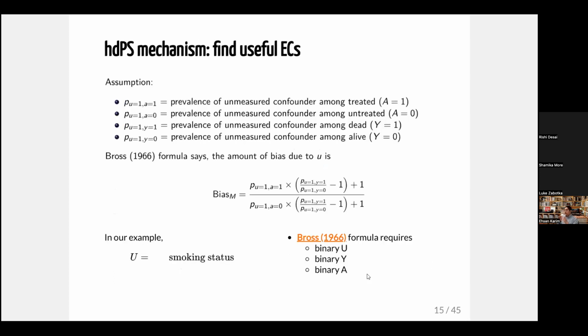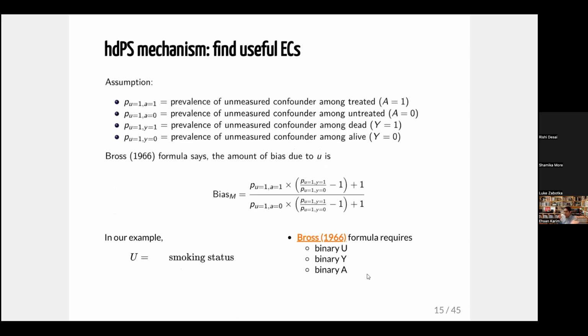So to deal with this problem, obviously we need to think about a sorting solution, like how do we sort which variables are important to include in our propensity score.